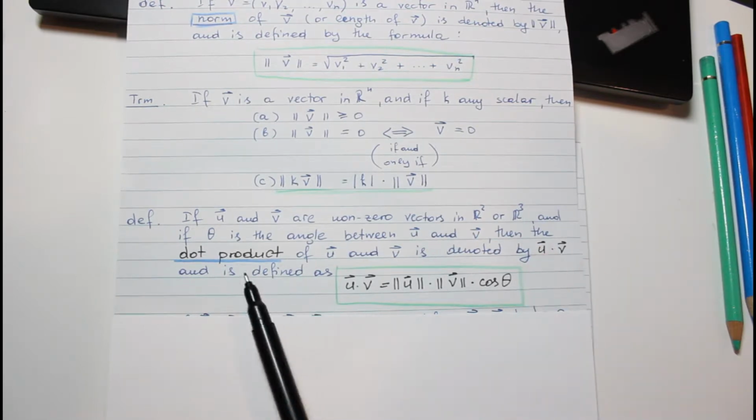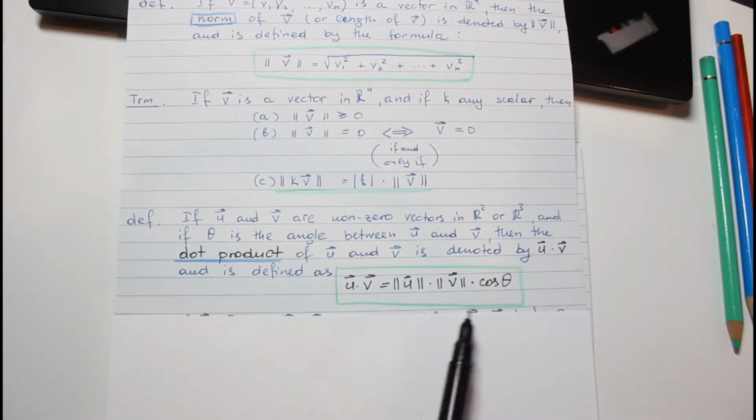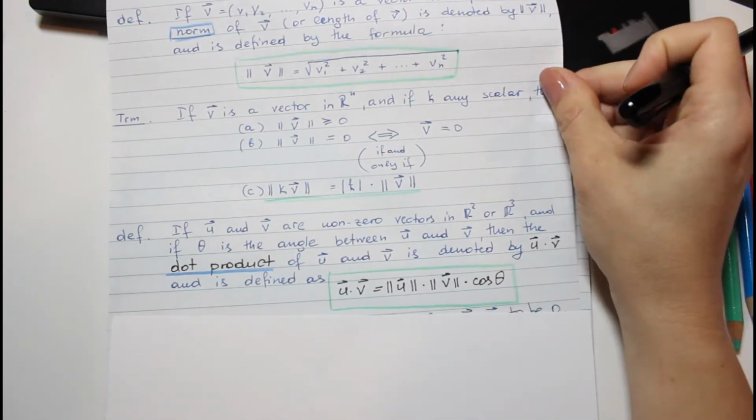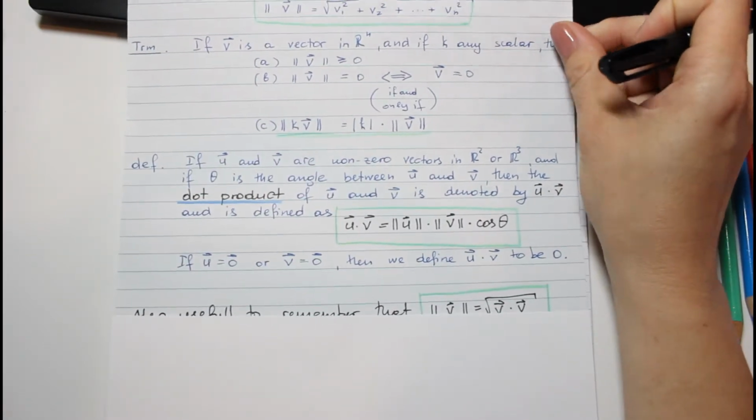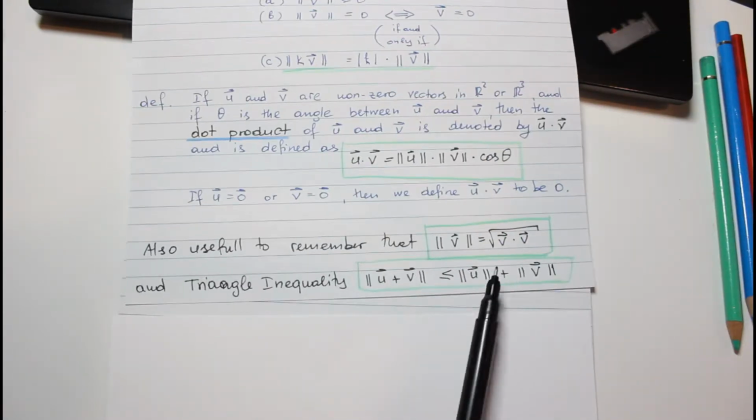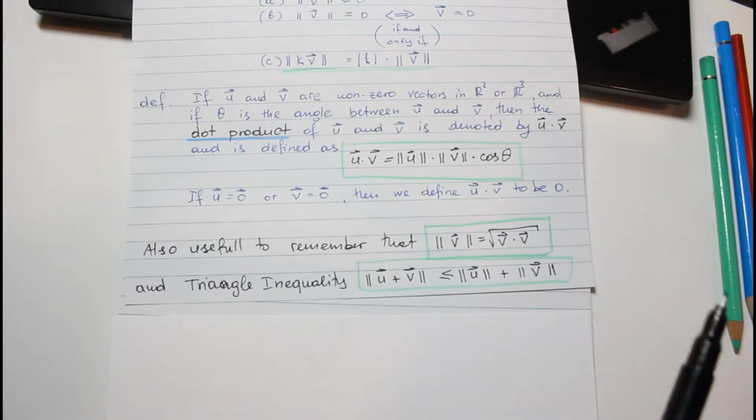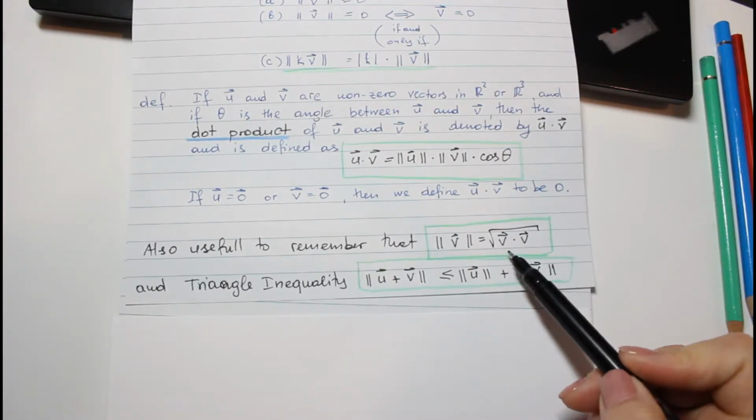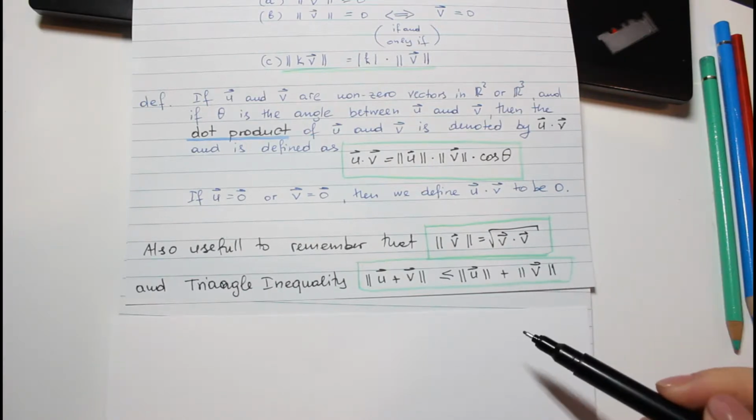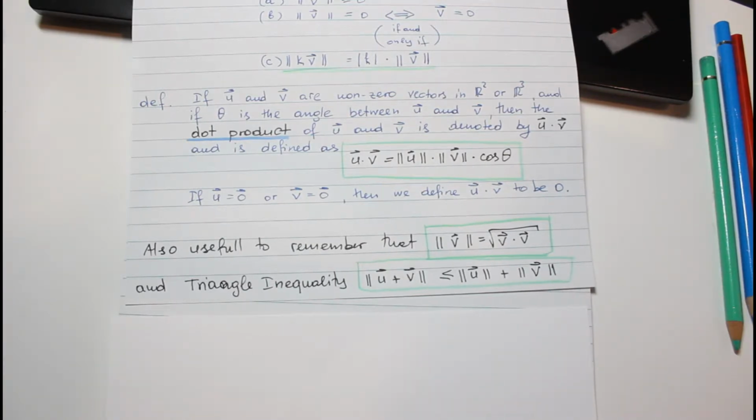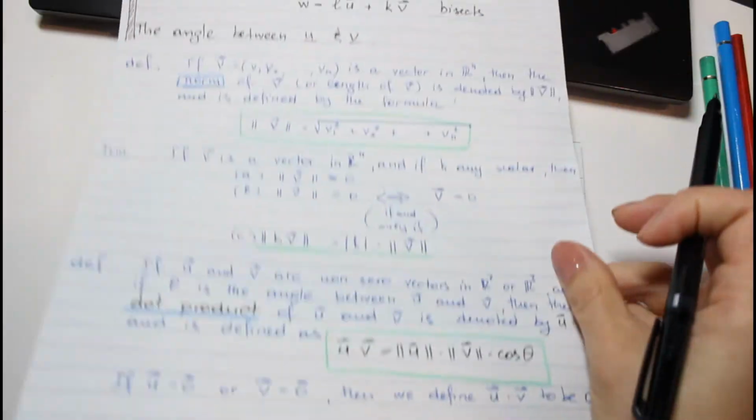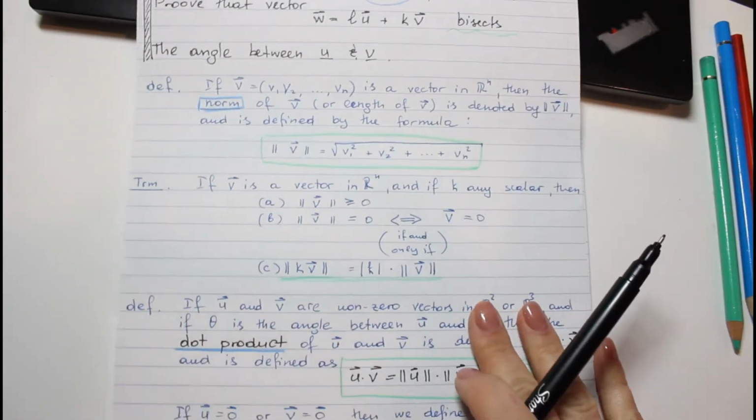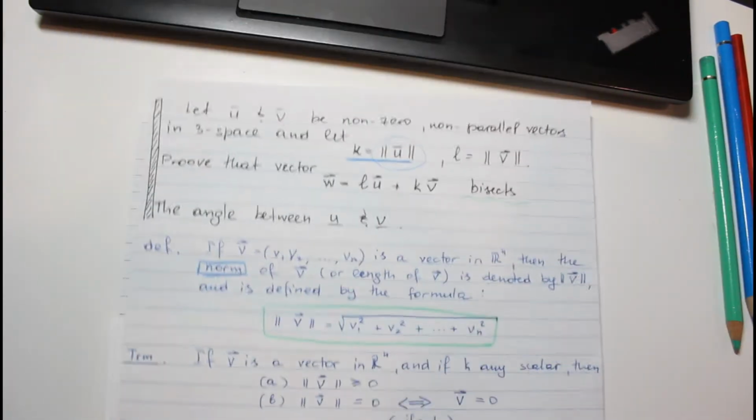Another definition is the definition of the dot product and the formula to connect it to the angle between the 2 vectors, and these 2 relationships here. So the norm of a vector is the same as the square root of the vector dotted with itself, and the triangle inequality. All of these things that I have written out here, I have used to solve this problem.